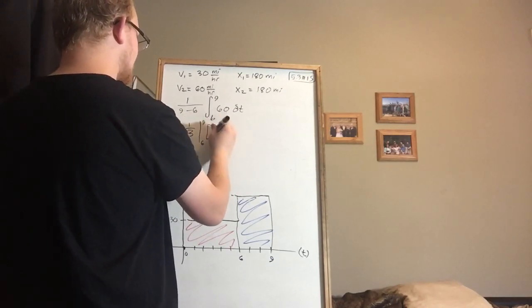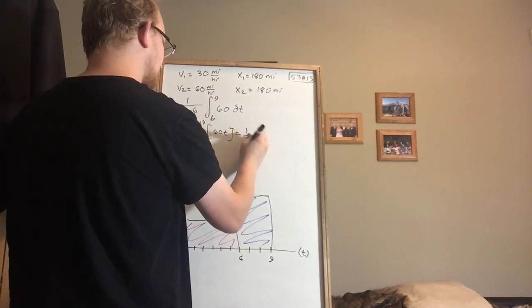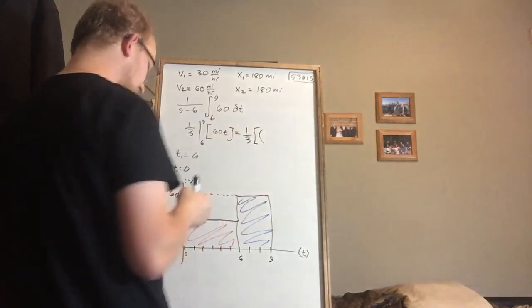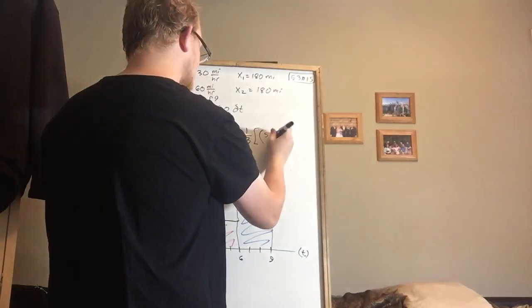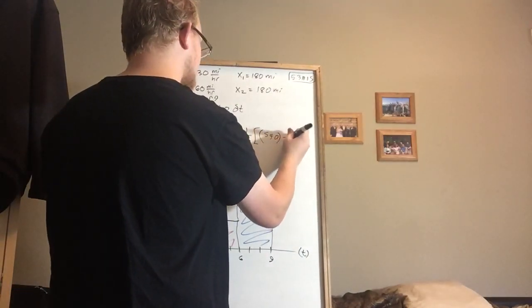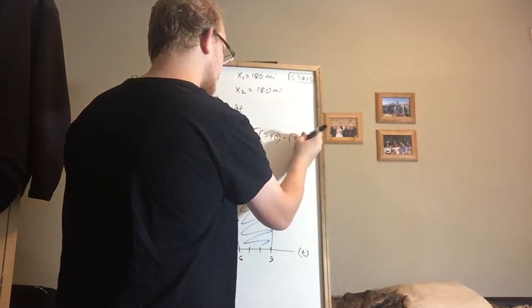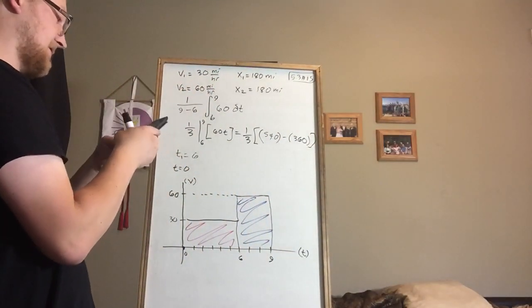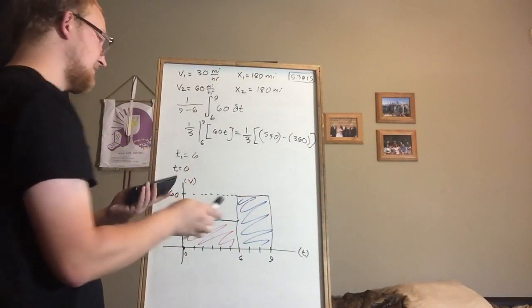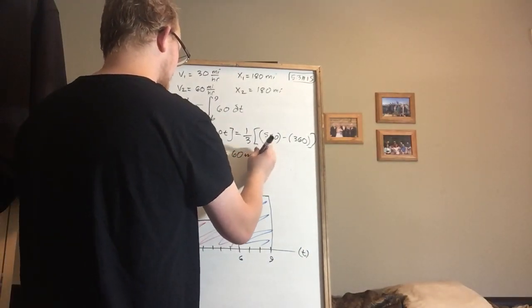from 6 to 9 of the antiderivative, which is 60t, which equals 1 over 3 times 60 times 9 minus 60 times 6, which is 360. Okay, so 540 minus 360, divided by 3, gives us the expected result of 60 miles per hour.